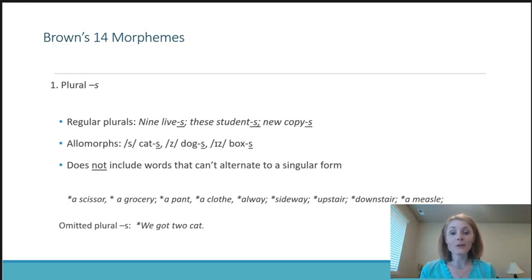So if a child were to omit this morpheme, they would say something like, we got to cat. And that would be an obligatory context for the plural S, and it was omitted.